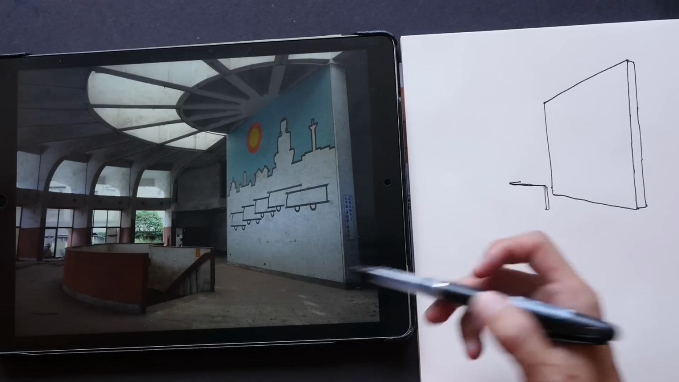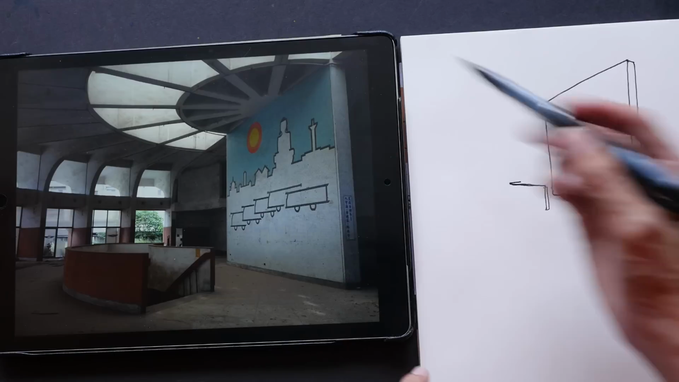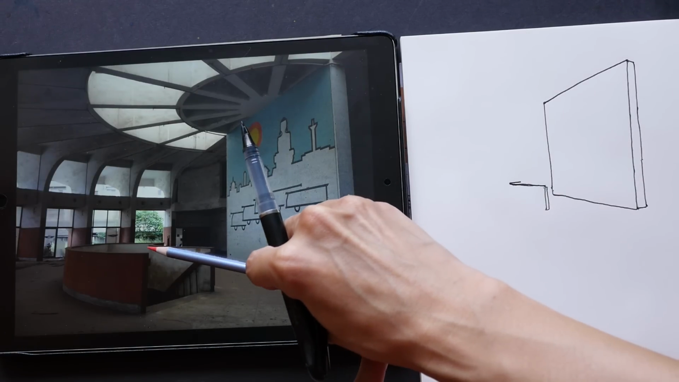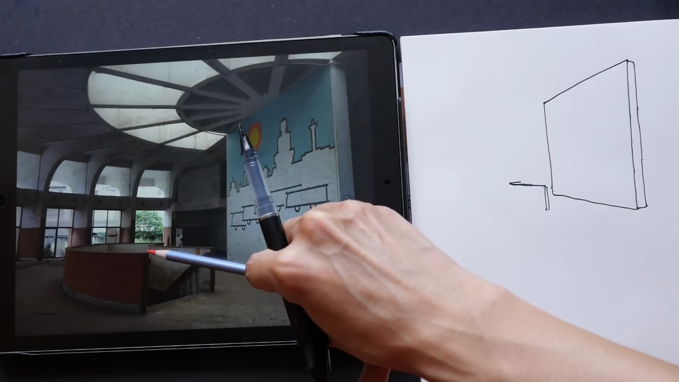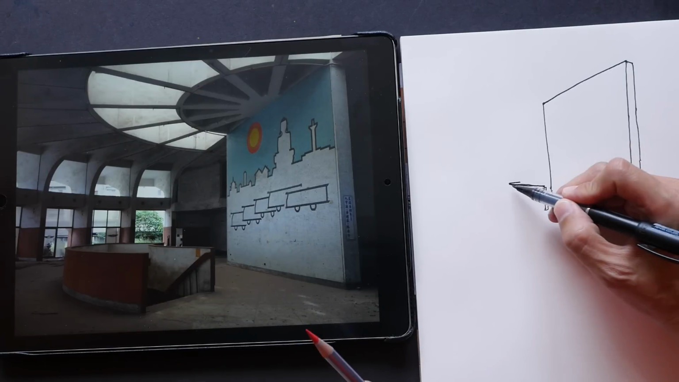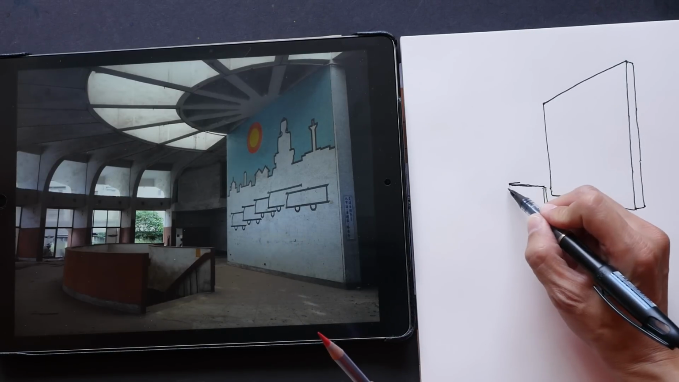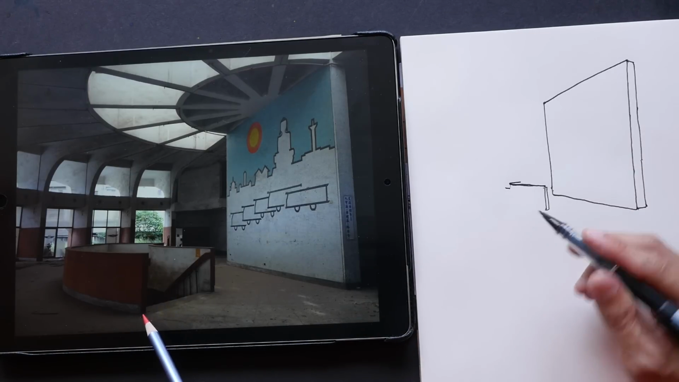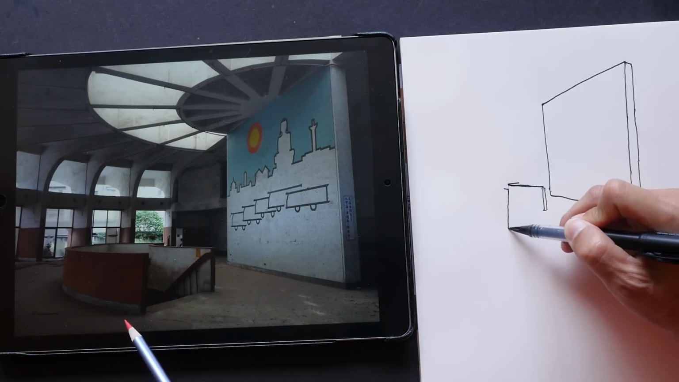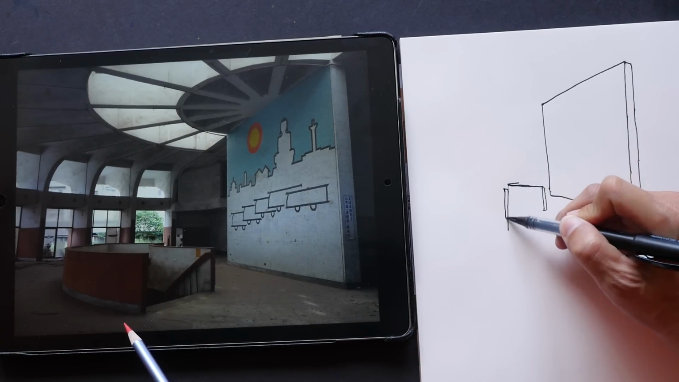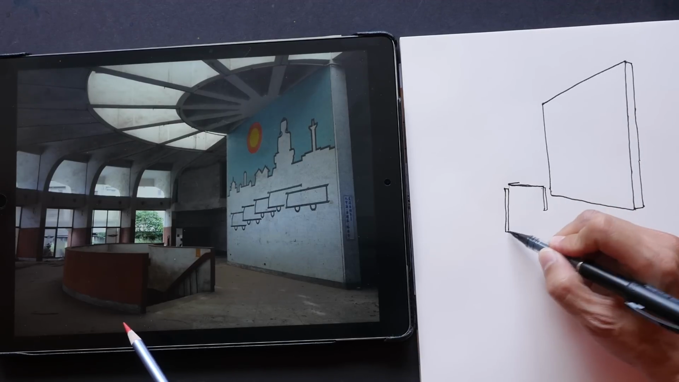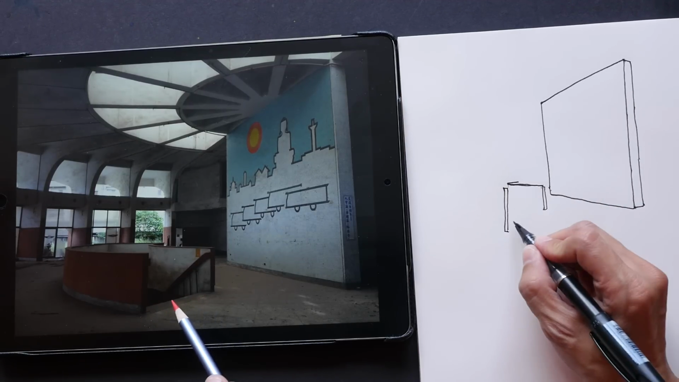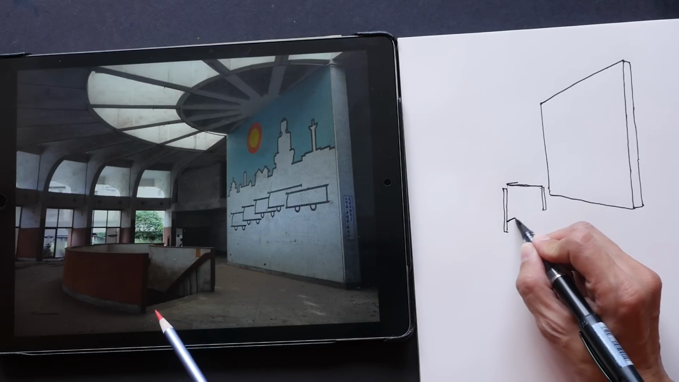Okay, next I want to draw this vertical shape. There is actually a vertical line that comes down from this side here, the inner side of this wall. So I draw a bit of that. And now I'm drawing this thing here. It goes all the way down, something like this. And I want to draw this angle here, which is something like this.